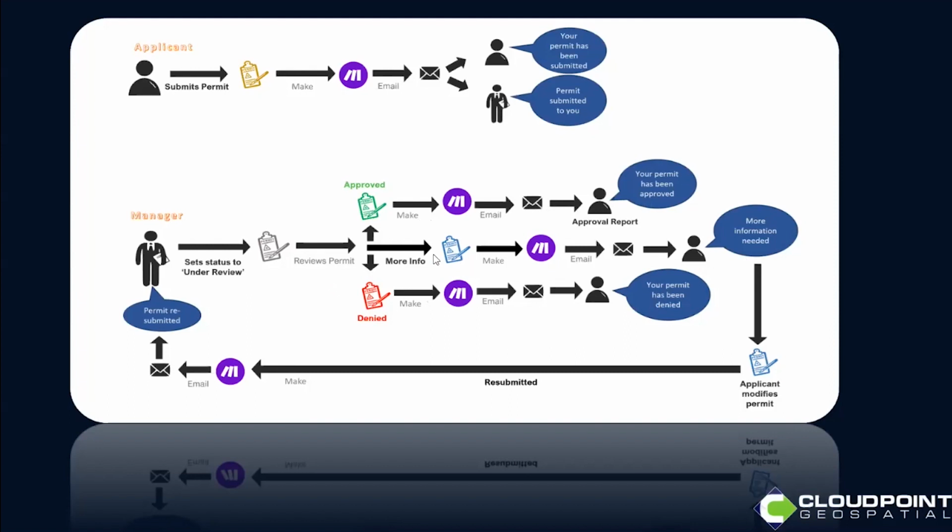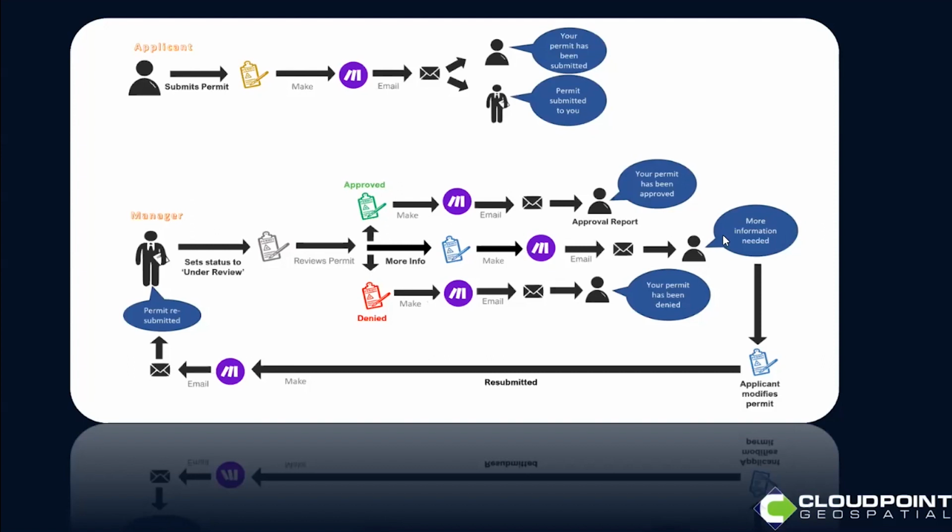Then we have this middle path here. So this is more information needed. Anything that wasn't done on the permit form. So this can be kind of the tedious process of trying to get a hold of each other, redoing the permit, making those changes.